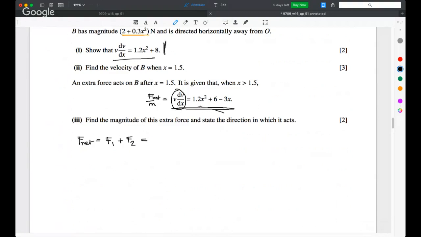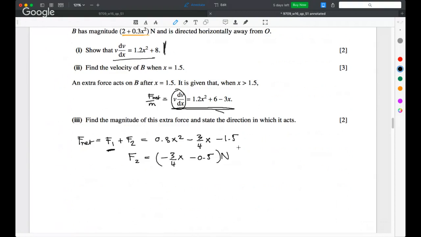And that is going to be equal to this thing times the mass, which is 0.3x squared minus 3 quarters x minus 1.5, just going backwards, multiplying by the mass. And we know what F1 is, so we should get that F2 is equal to minus 3 quarters x minus 0.5 newtons. Now, what does this minus mean?